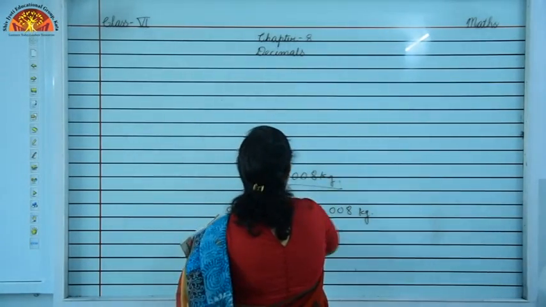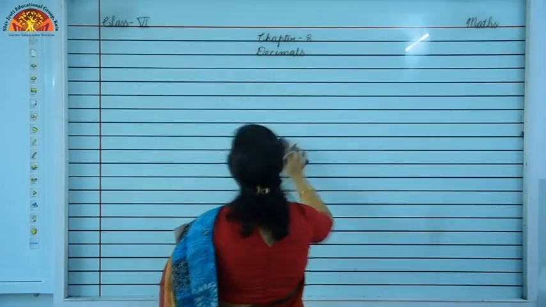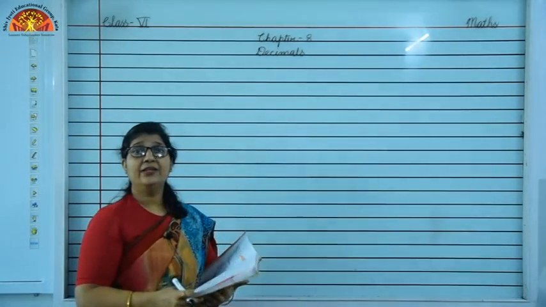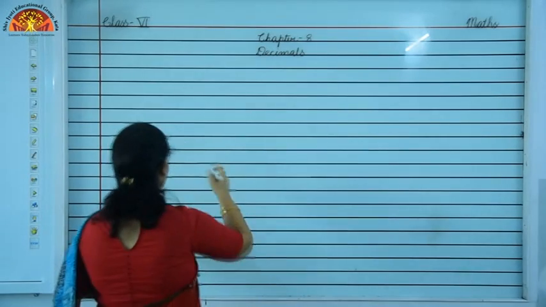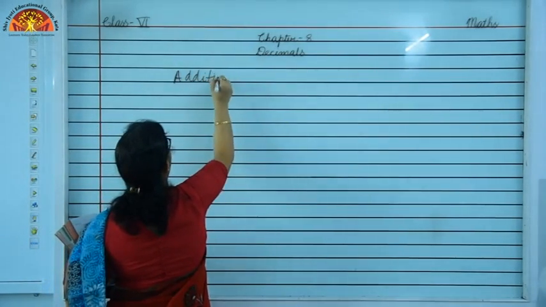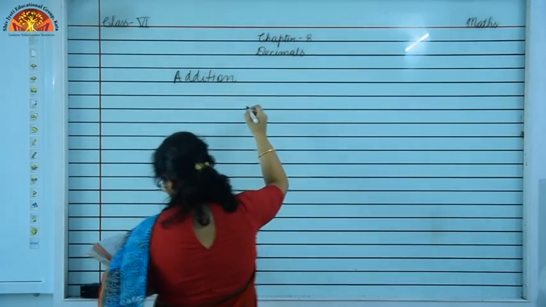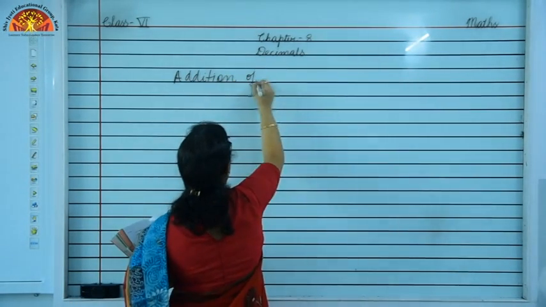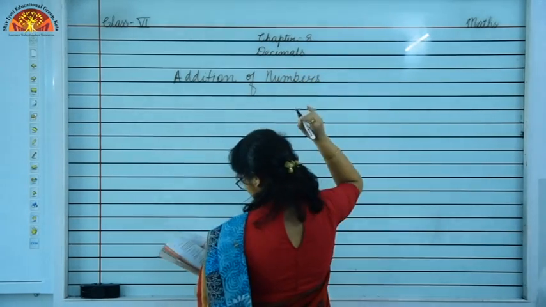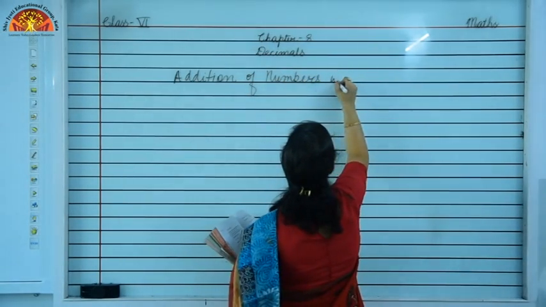Now students, addition of numbers with decimal means how we add decimal numbers. Students, we use column method here to add the decimal numbers. Addition of numbers with decimals.